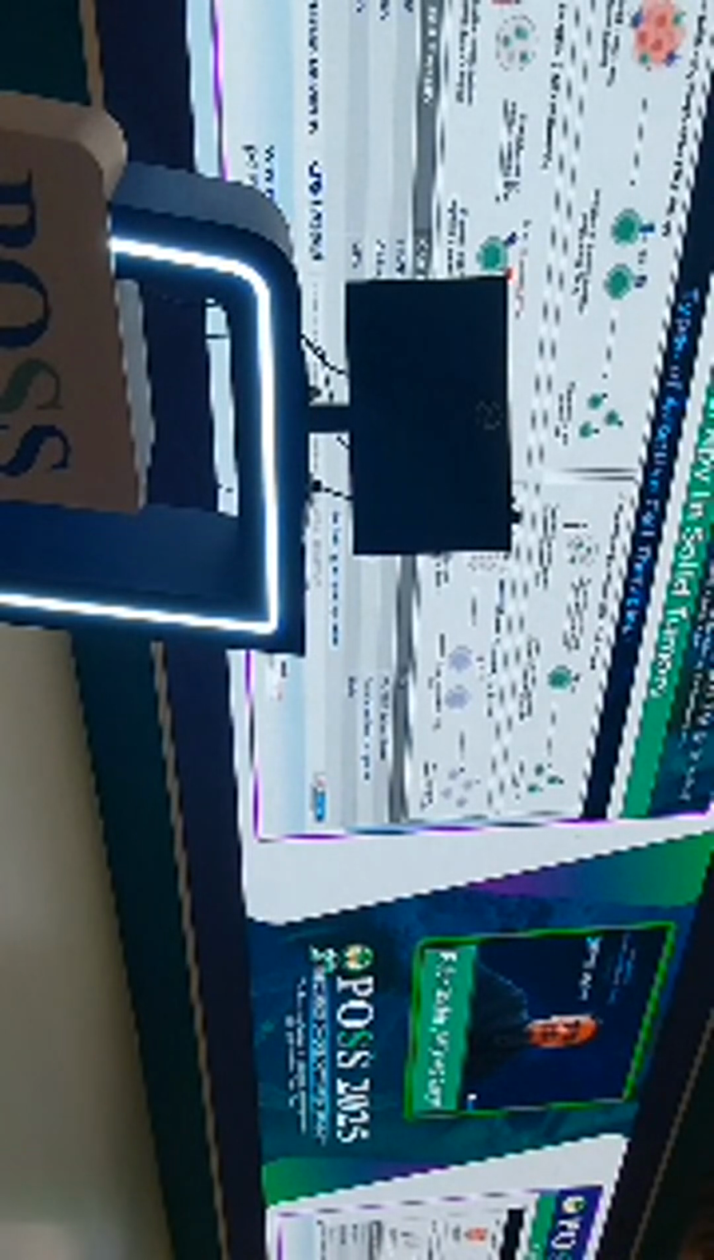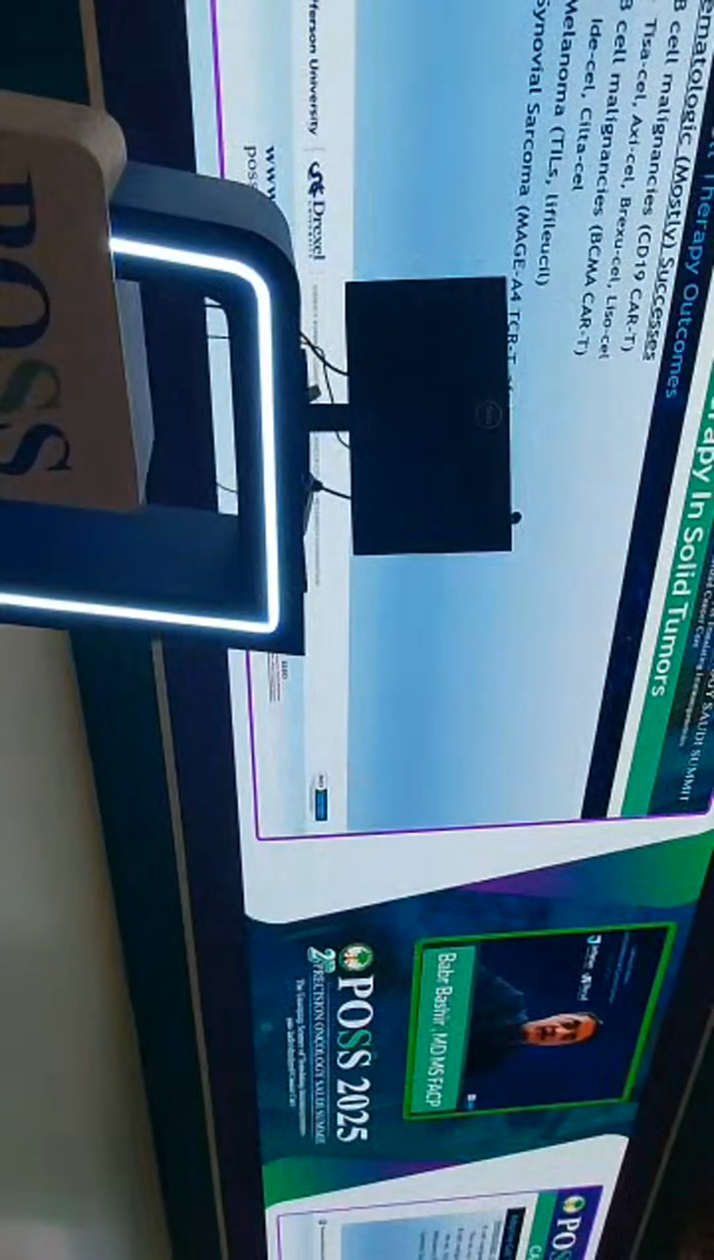Now, adaptive cell therapies have seen many successes, mostly in blood cancers, particularly for B-cell malignancies against the CD19 antigen, for example, as listed here. For B-cell malignancies, particularly for multiple myeloma, BCMA CAR T therapies have been approved. For solid tumors, we do not have CAR T cell therapy approval yet.